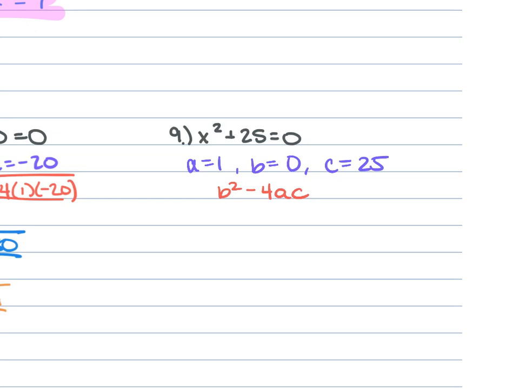So remember with your answers, if your number is positive, then you have 2 real solutions. If it's negative, there's two imaginary solutions, and if it's 0, it's just one real solution. So plugging these values in, we're going to have 0 squared minus 4 times 1 times 25. So this is going to be 0 minus 100, which is negative 100. So this is two imaginary solutions.